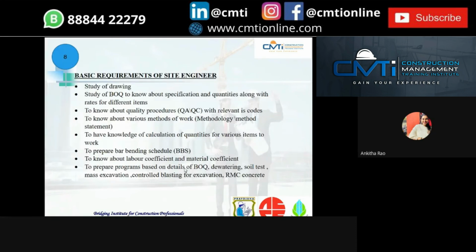And basic requirements of a site engineer. He should be well versed in study of drawing, study of BOQ to know about specification and quantities along with the rates of different items, to know about quality procedures with relevant codes, to know about various methods of work like methodology and method statement, to have knowledge of calculation of quantities for various items of work, to prepare bar bending schedule, to know about labor coefficient and material coefficient, to prepare programs based on details of BOQ, dewatering, soil test, mass excavation, controlled blasting for excavation, RMC concrete. RMC concrete is ready mix concrete.